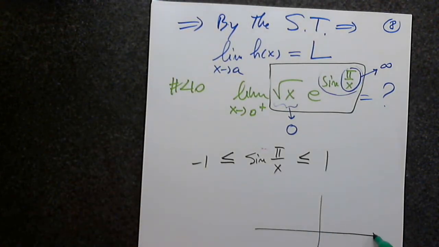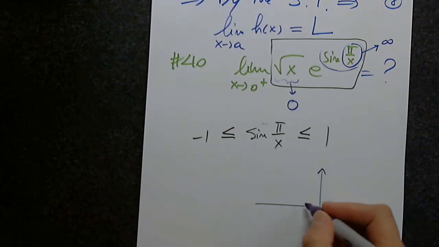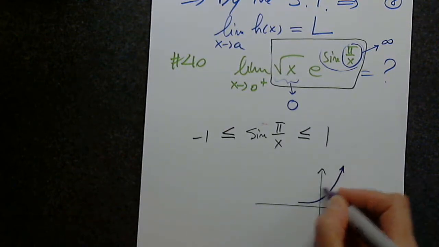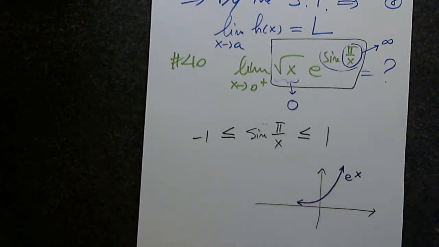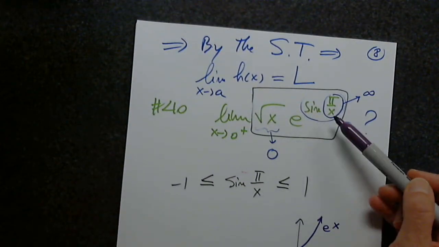Remember the graph of e to the x. Here's the graph of e to the x. We have to put it especially separately in our notebook. This is the graph of e to the x. I'm trying to build e raised to sine pi over x.